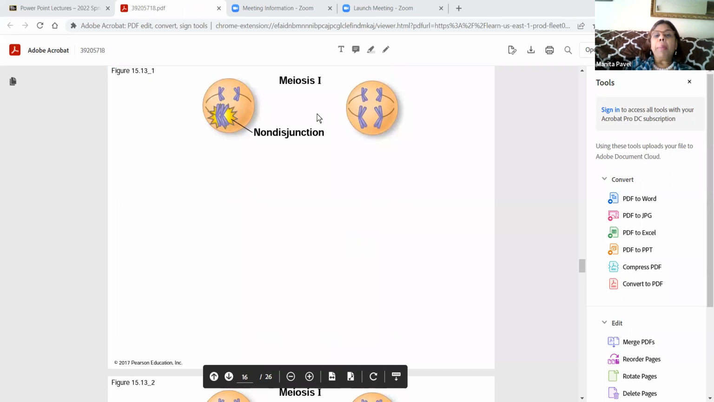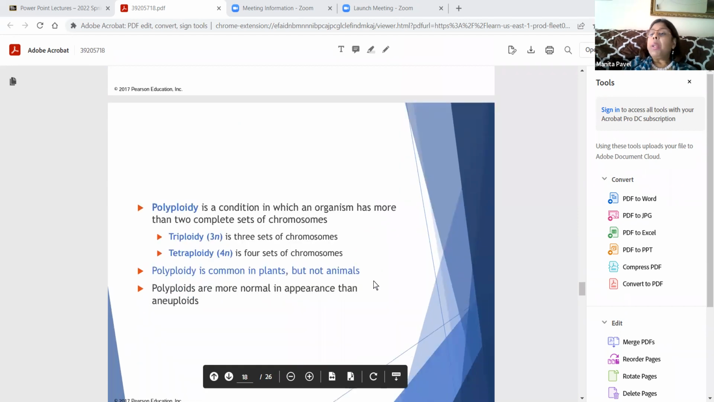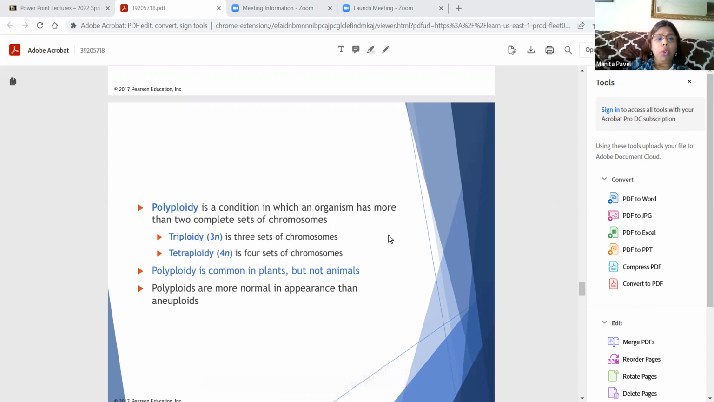So we can see in meiosis 1, all this occurred because of non-disjunction, failure of this extra chromosome to separate out from its pair in meiosis 1. And in meiosis 2, as we can see here, this non-disjunction occurred because it failed to separate out from the pair. So we talked of aneuploidy. Now we look at polyploidy. Poly means many. So it is a condition in which an organism has more than 2 complete sets of chromosomes. And in polyploidy, you could have 3 sets of chromosomes, you could have 4 sets of chromosomes.